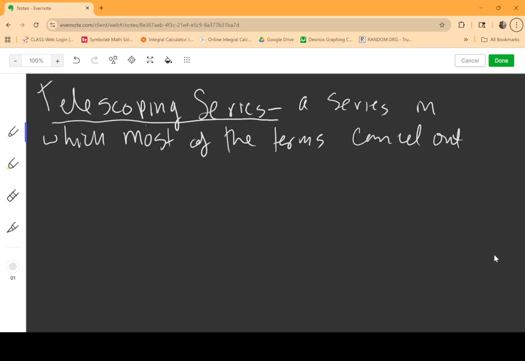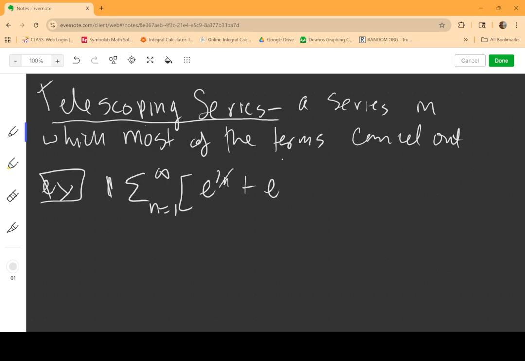Okay, so I'm going to take a look at a specific type of series here, something called a telescoping series, which is a series in which most of the terms cancel out. All right, so let's go over a couple of examples. The goal here is to determine whether the following series, e to the 1 over n minus e to the 1 over n plus 1, converges or diverges.